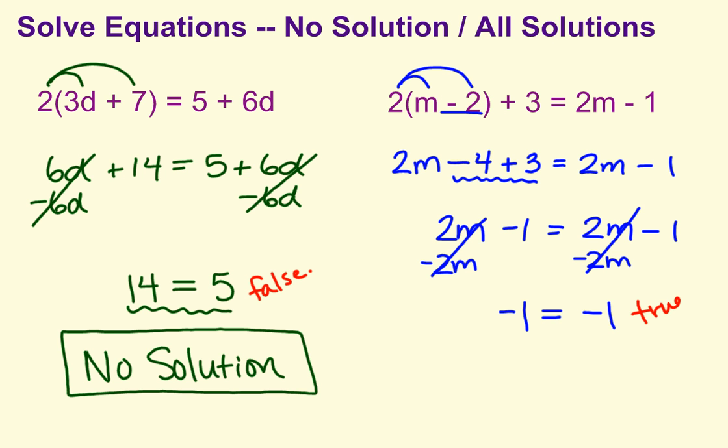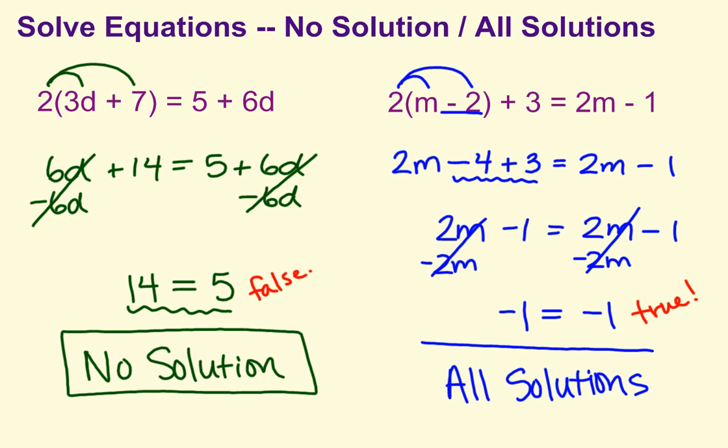Yes, it does. So if you have a true statement, that means that all solutions exist for m in this case. So you can plug in any value for m and this equation would be true. So m equals every single number that's out there, and so instead of saying m equals every single number out there, we just say all solutions.